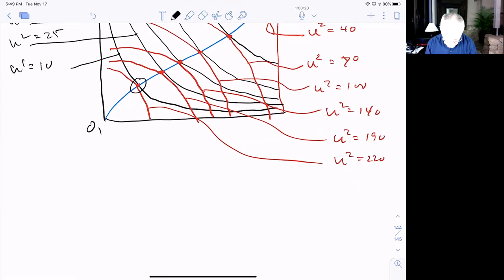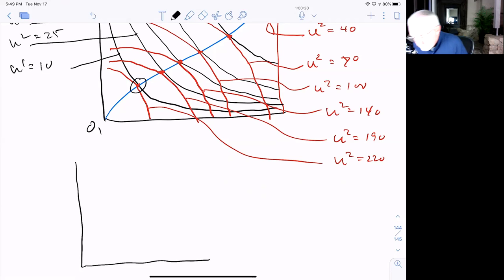And what I want to do now is plot the utility that's available to each at every point on the contract curve. Remember, these are Pareto efficient points. So there's no way to increase one person's utility without reducing the other's utility. So right at this first point here, utility for person 2 is 220.